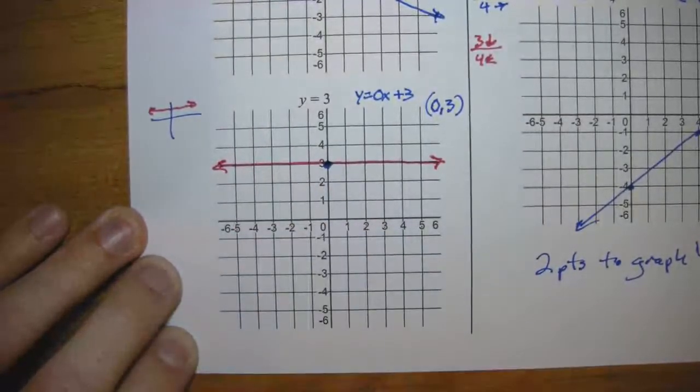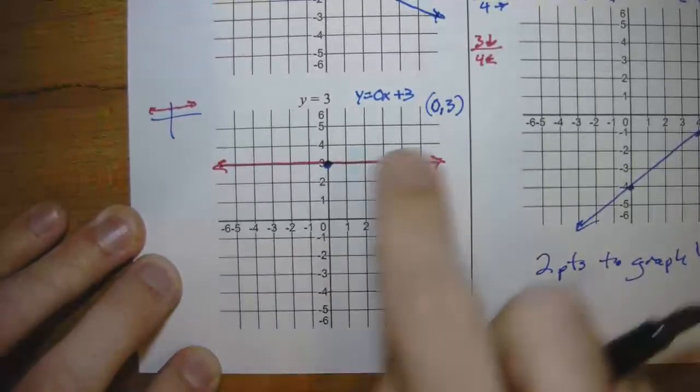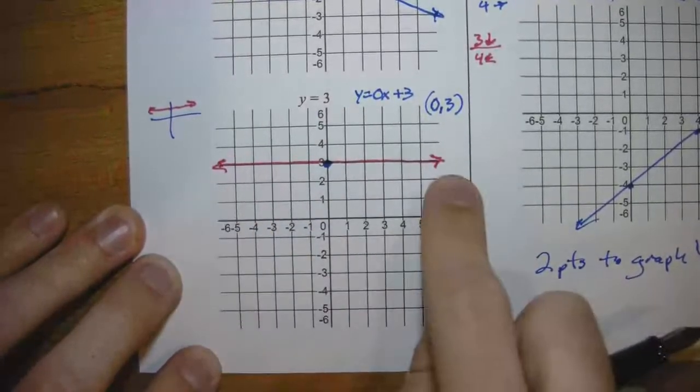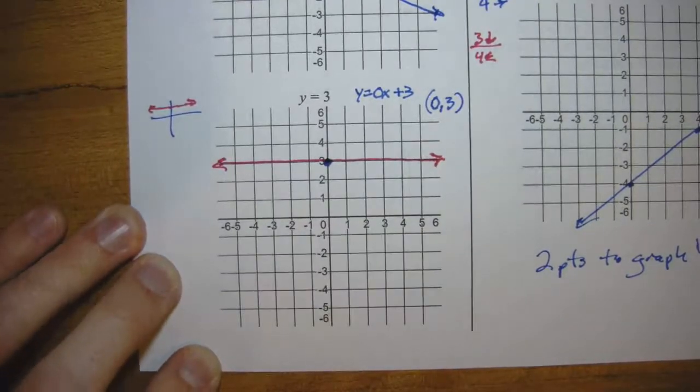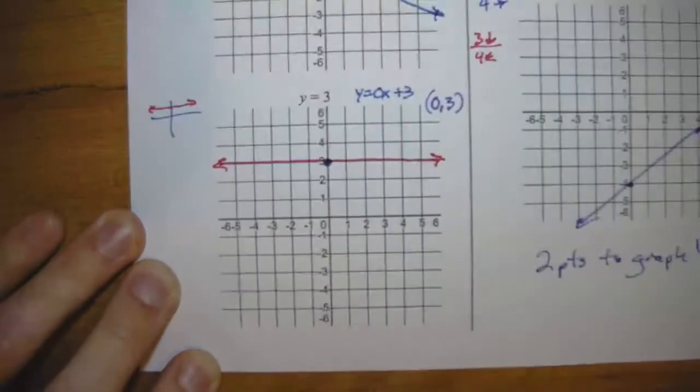Obviously, we pass the vertical line test, it's a function. And there we are. So zero slope, right? Doesn't go up or down. That looks good. Crossed at 0, 3. Yep, sure enough, it looks good. So again, that's how we graph with equations.